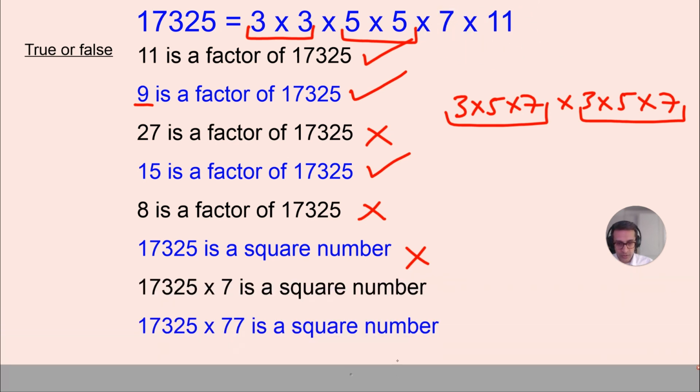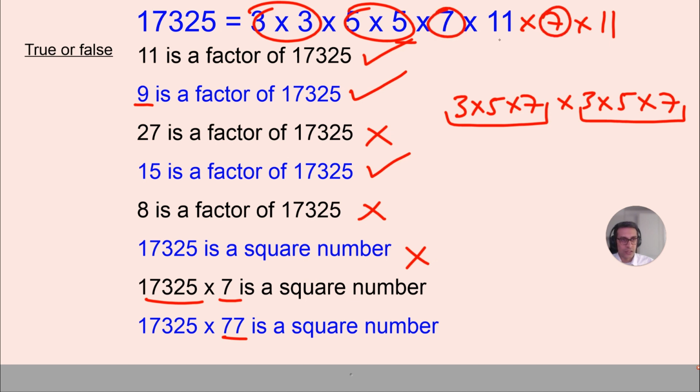And then we've got the last two to try. If you multiply this number by 7, does it become a square number? Well, it doesn't, because there's still an 11 there that's not repeated. If you multiply it by 77, is it a square number? Well, 77 is 7 times 11. So in that case, we do have all factors repeated. So this would be true, and the one before it would be false.